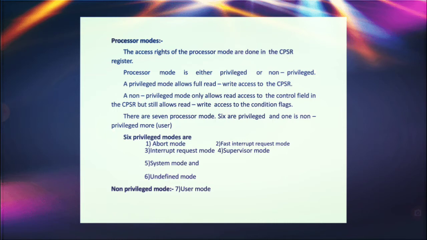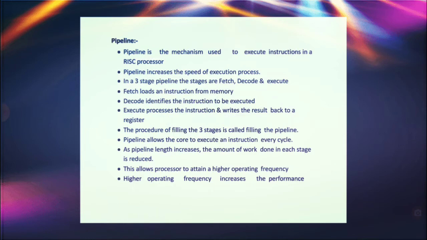The 6 privileged modes are: first one abort mode, second one fast interrupt request mode, third one interrupt request mode, fourth one supervisor mode, fifth one system mode, and sixth one undefined mode. Non-privileged mode is user mode. Pipeline mechanism. Pipeline is the mechanism used to execute instructions in a RISC processor. Pipeline increases the speed of execution process.